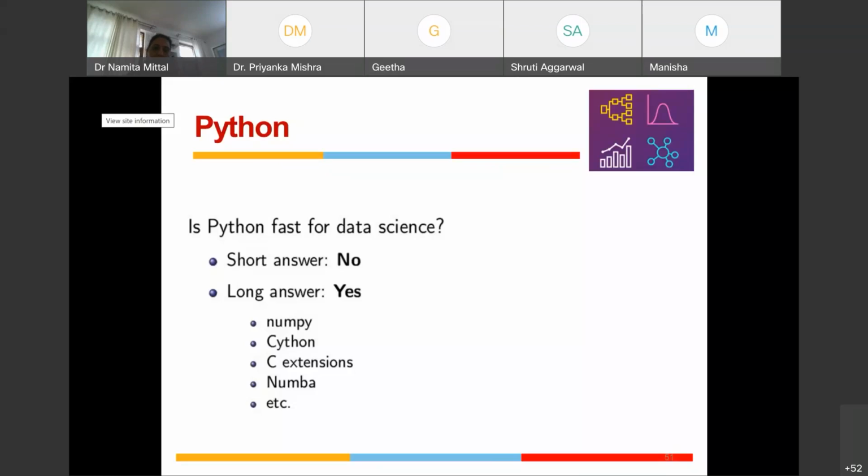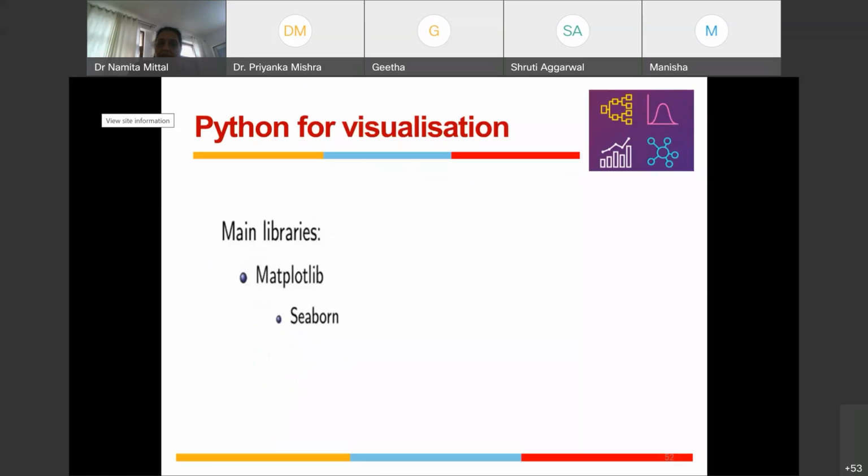So we have important libraries like NumPy, which is generally used for numbers and numerical values. We have Python, we have C extensions, and there are lots of things. I'll take only the limited ones: NumPy, Pandas, Matplotlib and Seaborn. So I hope everyone has installed Matplotlib so far.